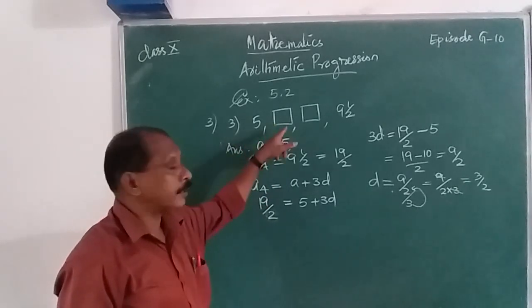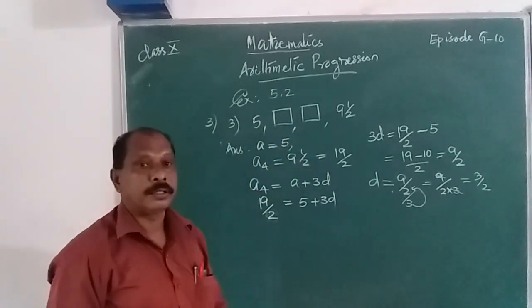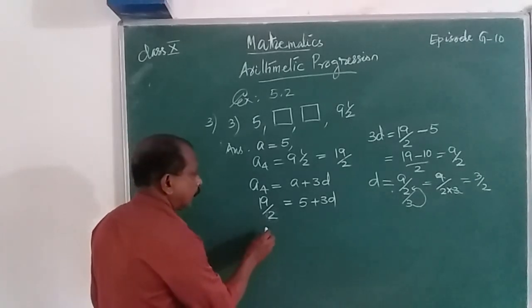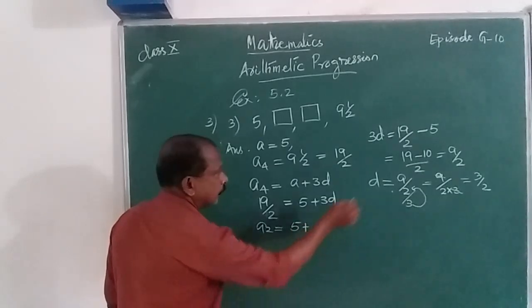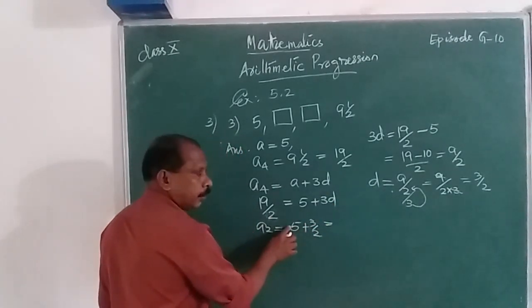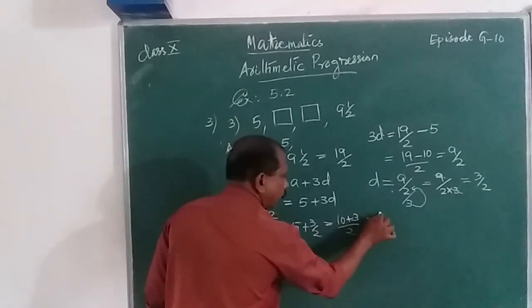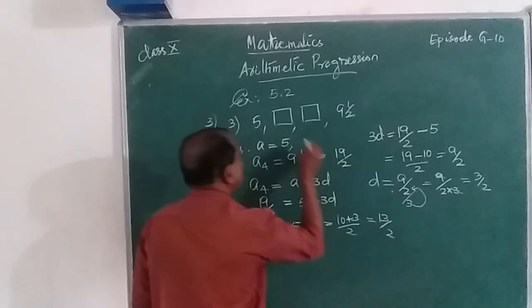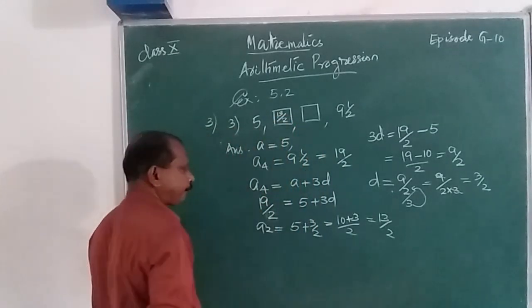Then 5 plus 3 by 2, we get the second term. That term plus 3 by 2, we get the third term. Therefore, second term A2 is equal to 5 plus 3 by 2. LCM is 5 into 2, 10. 10 plus 3 by 2 is equal to 13 by 2. Therefore, the first missing term is 13 by 2.